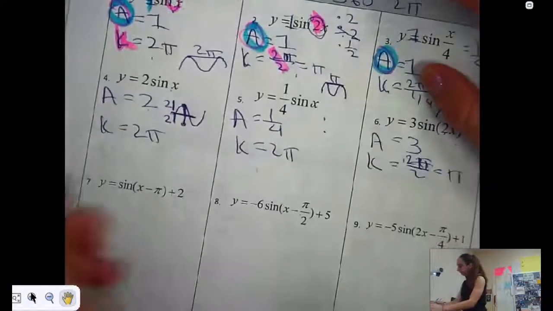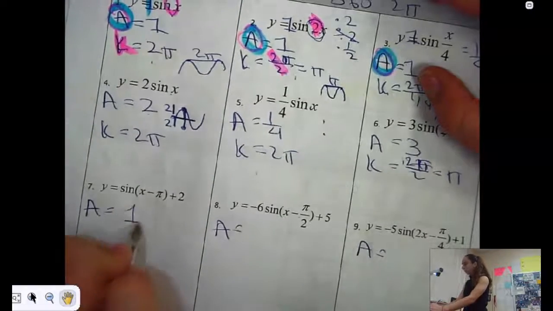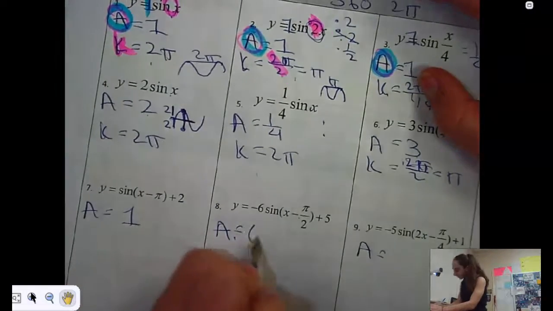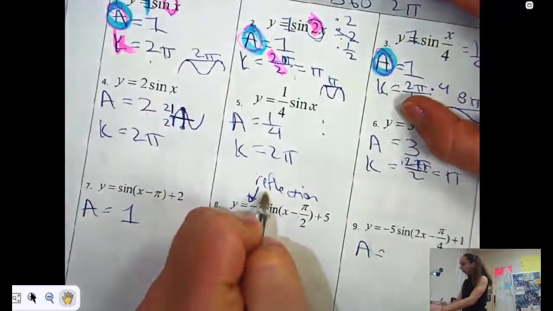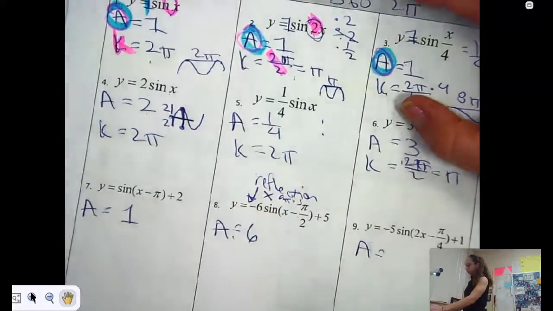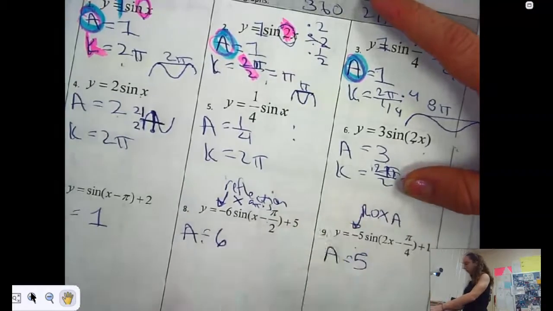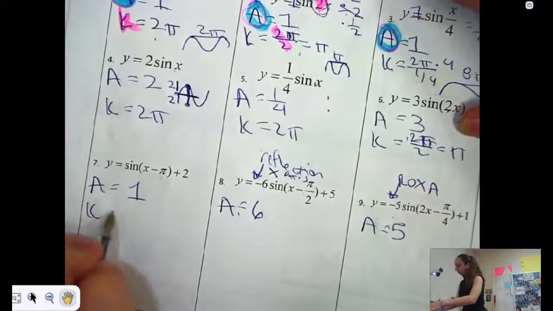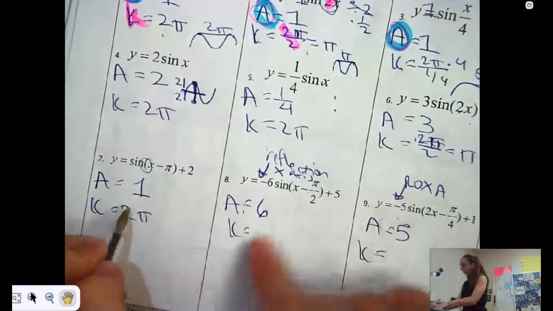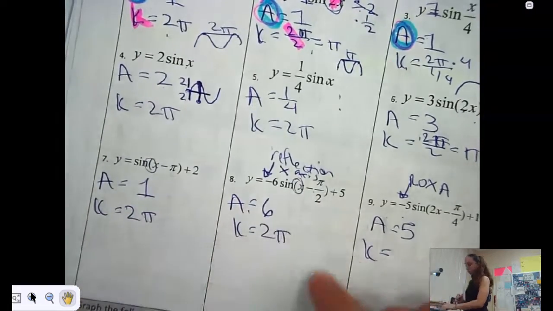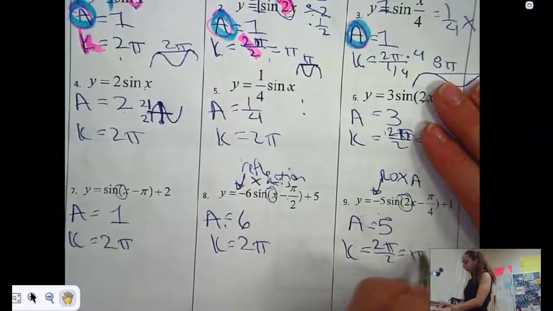Okay? Same thing here. A equals. What's my A? 1. What's my A? 6. This is a reflection over the x-axis. What is this here? 5 with a reflection over the x-axis. The period. K, K, K. What's in front? Nothing. 2 pi. What's in front? Nothing. 2 pi. What's in front? 2. 2 pi over 2, which is pi.